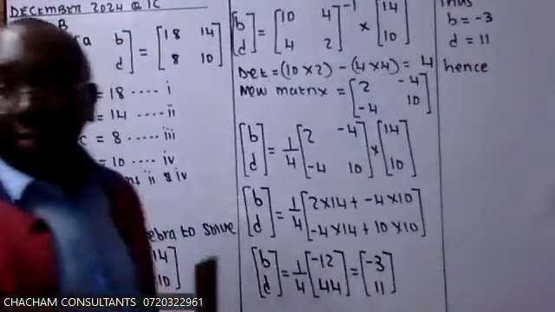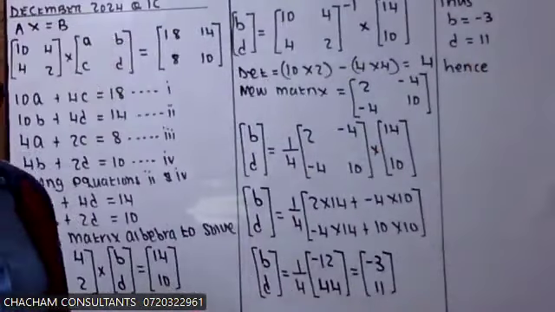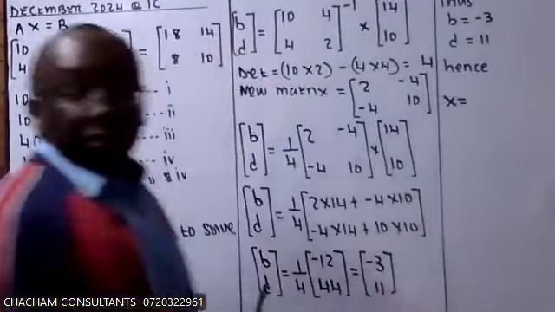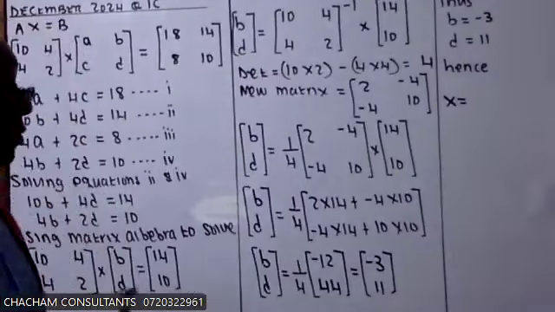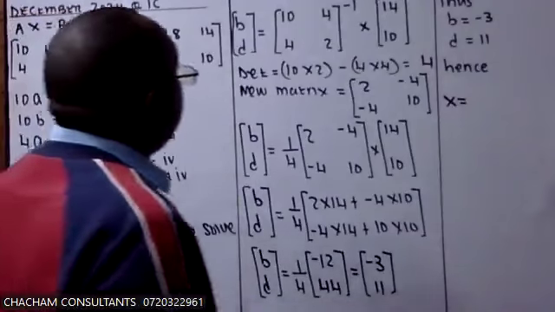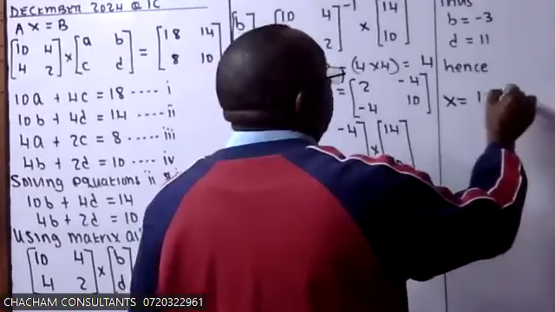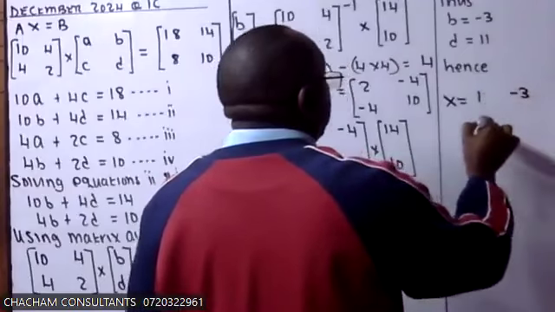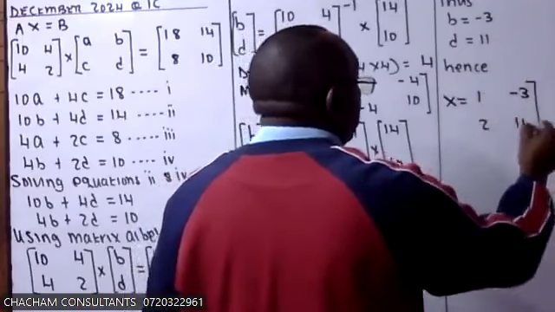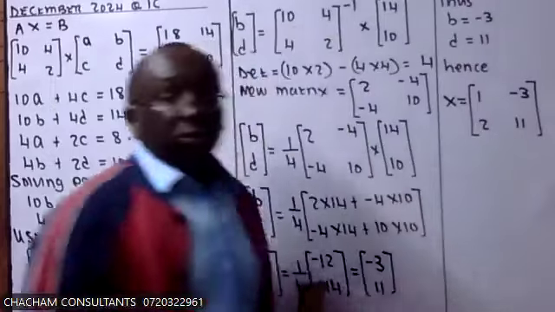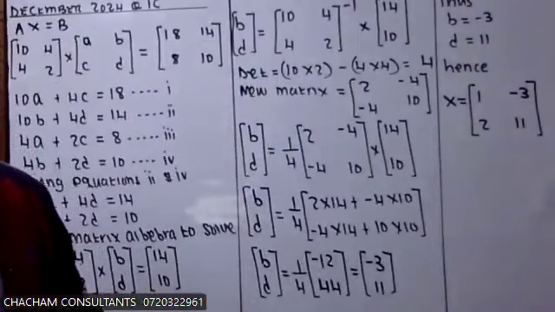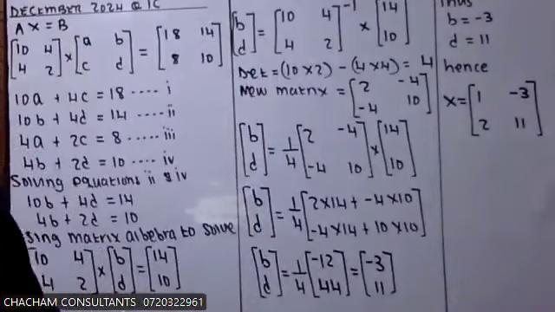Hence, this matrix X was AB. AB we had gotten, I think A ndio tulikuwa tumepata 1, B ni minus 3, C tukapata 2. Yeah, so that is the matrix that you are told to look for.